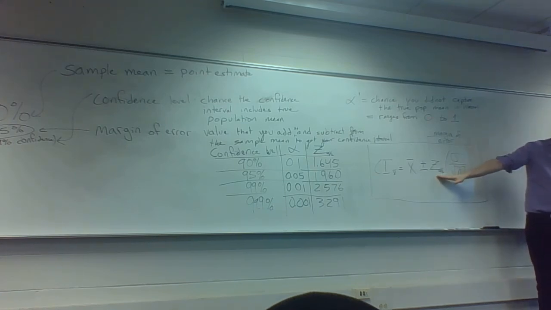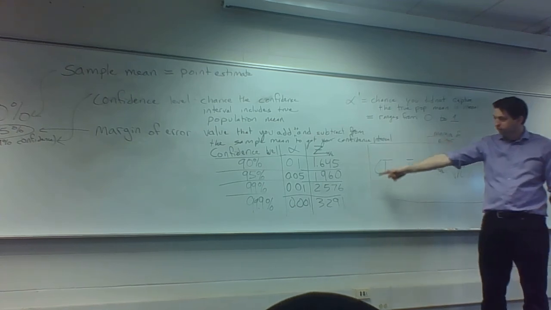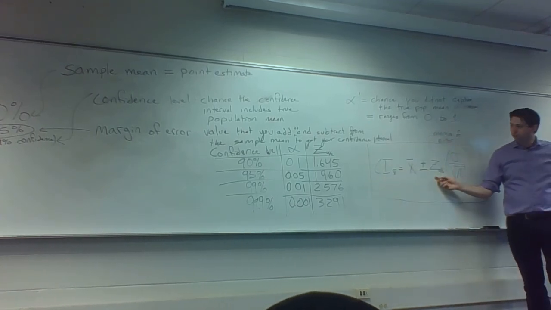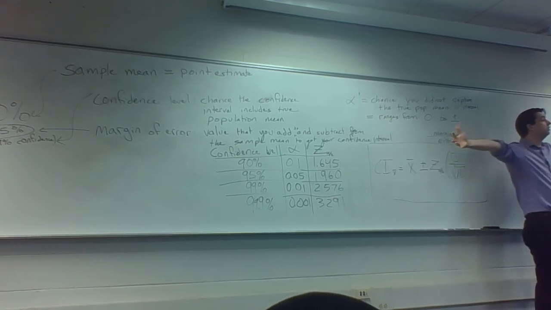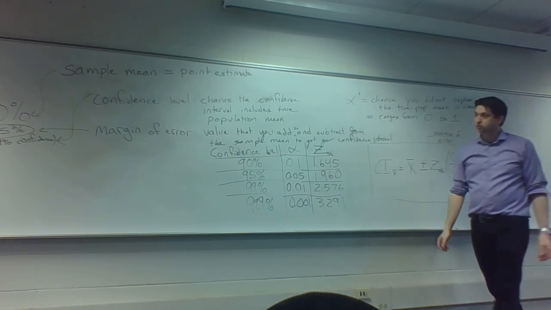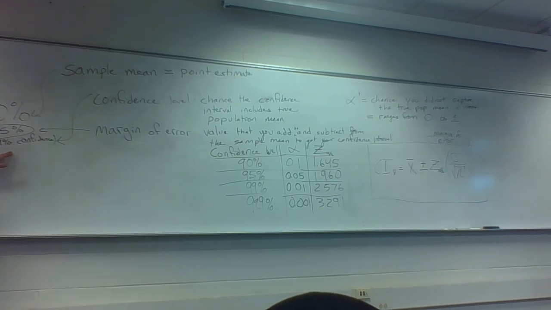Z-score. As the confidence level increases, or as alpha falls, what happens to the z-score? Exactly. The z-score increases. So therefore the margin of error increases, and the confidence interval gets wider. If this was, say, 90% confidence, we would only have to cast a pretty narrow net to be able to say, with 90% chance, we captured the true population mean. This might only be like plus or minus 3.